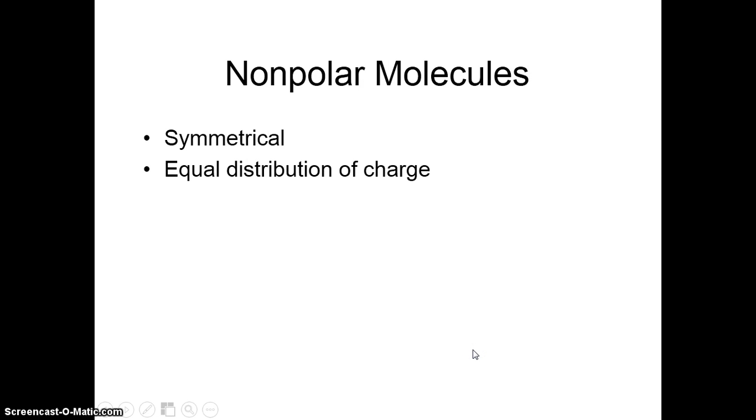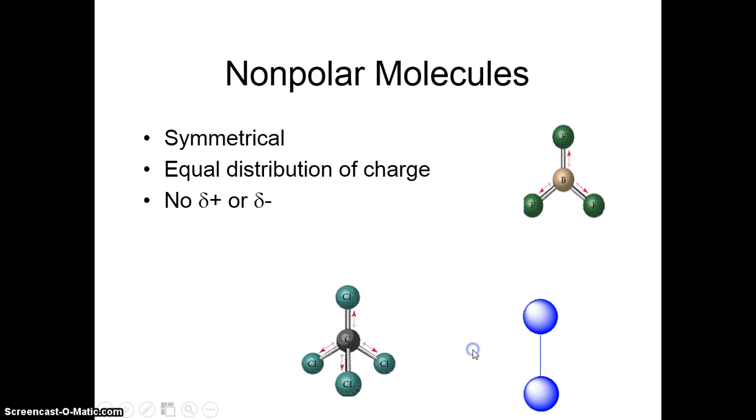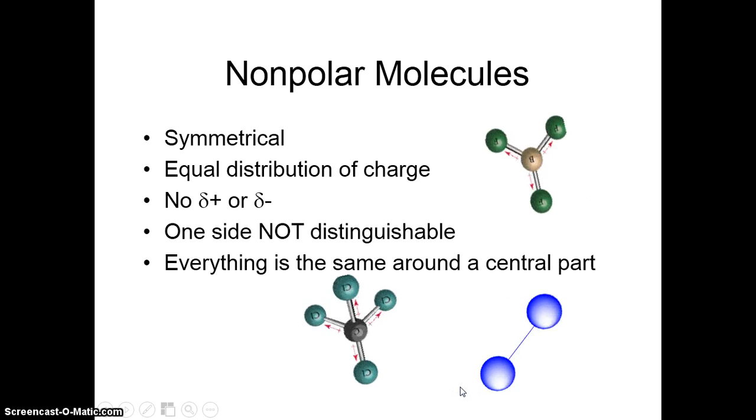Nonpolar molecules, on the other hand, are symmetrical. There's an equal distribution of charge, and because of that, there's not a positive or a negative end. And we see that in this dumbbell shape here, which would be any diatomic molecule. Boron, we'll talk about shapes later in this chapter, and this is called a trigonal planar shape, and this planar shape allows it to have equal pull on the electrons. So there's equal sharing, no positive or negative end, and the same thing with the tetrahedral shape of the carbon tetrachloride. Everything is the same around the central part.